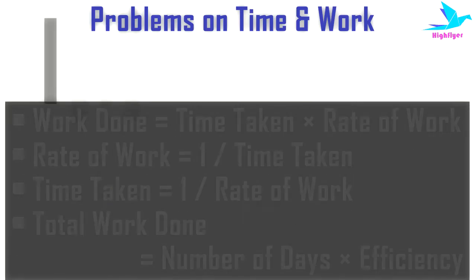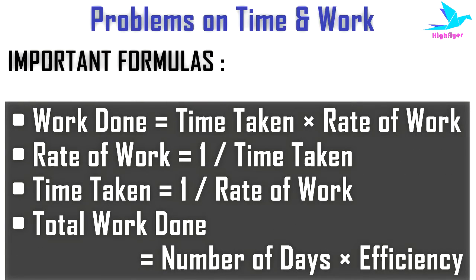Now let's see some important formulas. First formula, work done equals time taken into rate of work. Rate of work equals 1 by time taken. Time taken equals 1 by rate of work. Total work done equals number of days into efficiency.